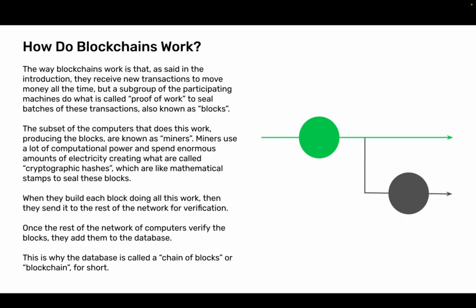When they build each block doing all this work, then they send it to the rest of the network for verification. Once the rest of the network of computers verify the blocks, they add them to the database. This is why the database is called a chain of blocks, or blockchain for short.